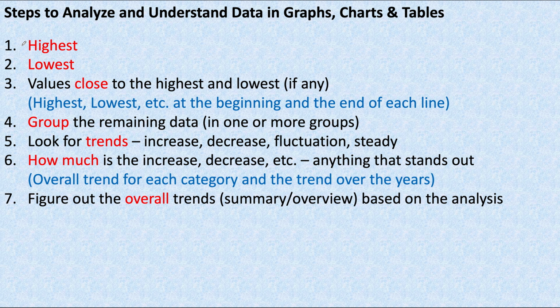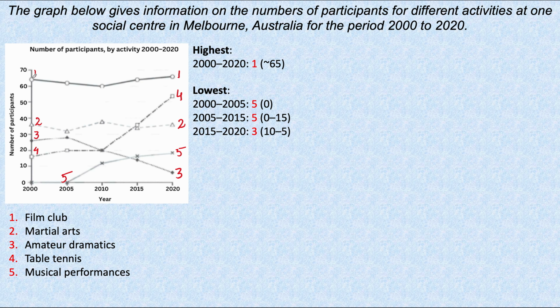We start by looking for the highest, lowest, and any values which are very close to highest or lowest. To do this, initially we are just looking at the beginning and ending of each line and seeing which one is at the highest and which one is at the lowest. The highest is very clear. Category 1 is the highest in all the years. And this is an important point which we'll even mention in our overall statement.